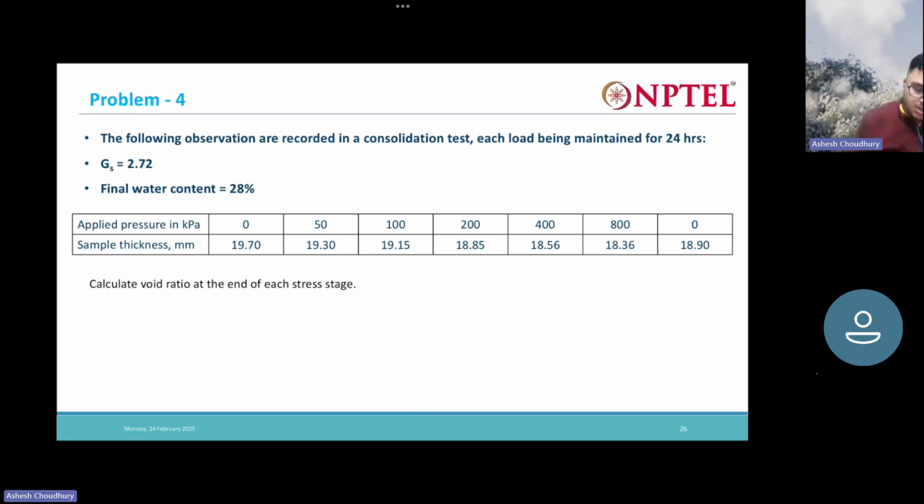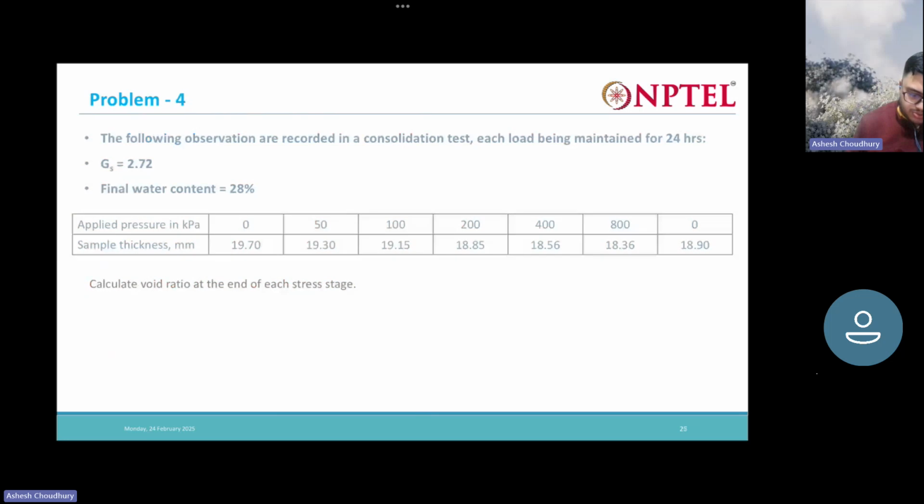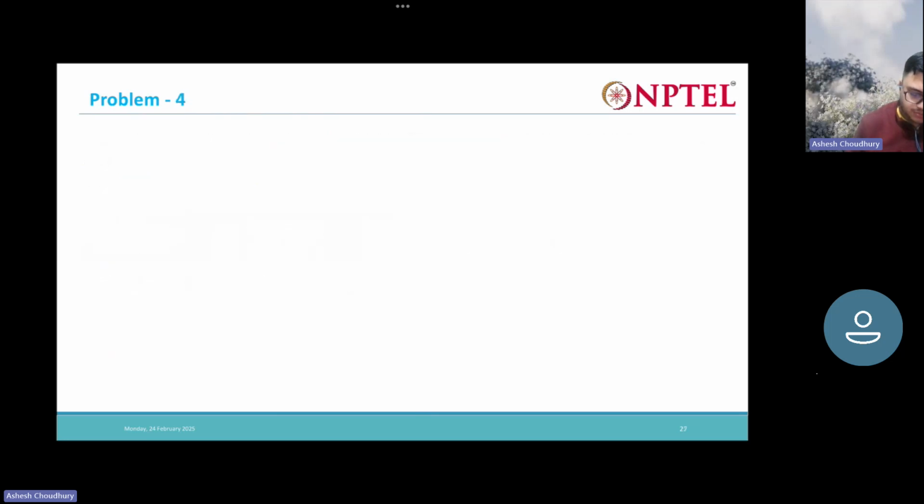So here again the final water content is given, and let us see how to do this. So we have the final void ratio.